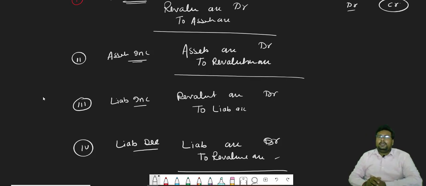Always remember, when there is any loss because of revaluation, then revaluation will be debit, and when there is any profit because of revaluation, then revaluation will be credit. We will find out the difference. Whatever the profit and losses are, they will be distributed between the partners in the old ratio generally. Okay, so this much is all for today.